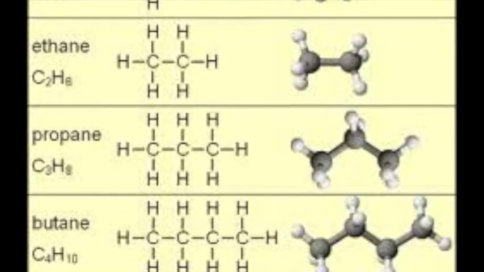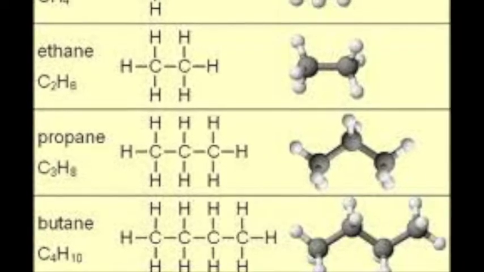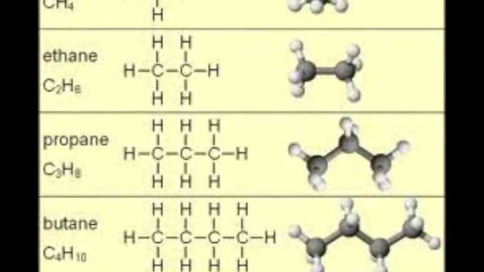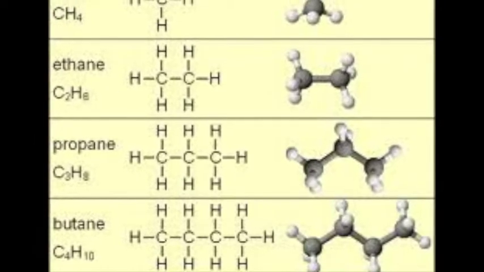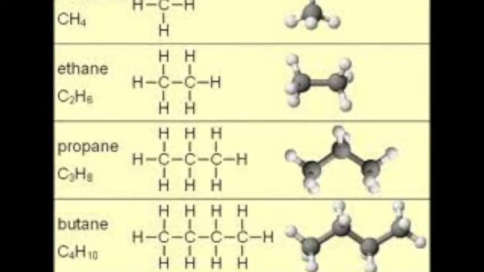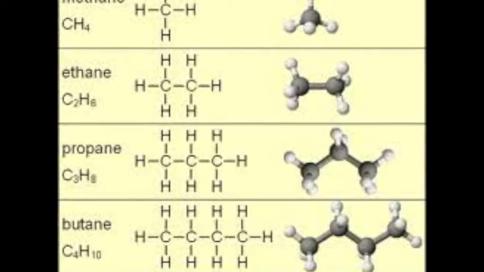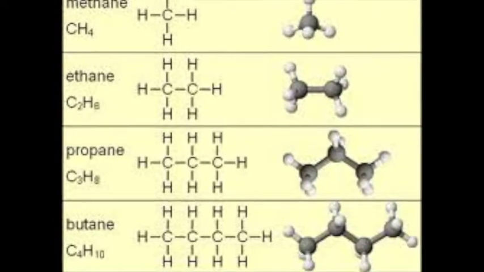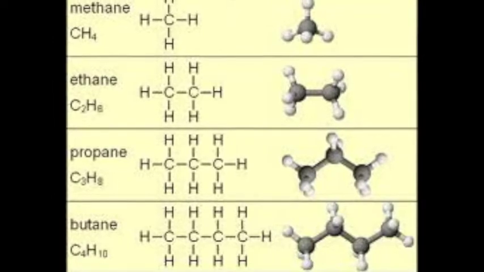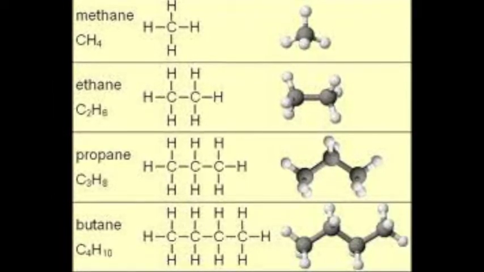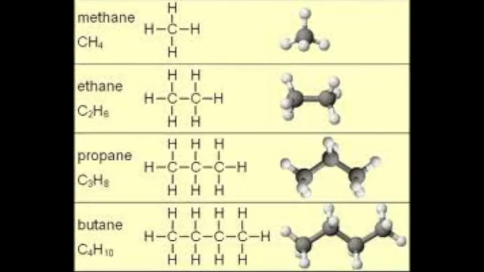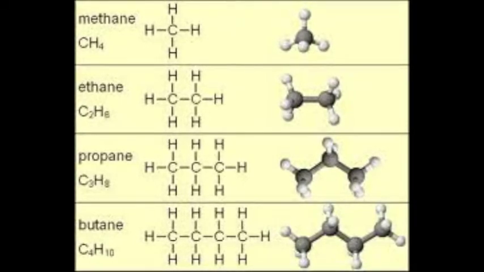Then, when you have determined the longest chain, you assign the prefix depending on the number of carbons in the longest chain. Meth for 1 carbon, eth for 2, prop for 3, but for 4, and pent for 5. And finally, you put the suffix depending on the bonds that you have. Alkanes have only single bonds, alkenes have double bonds, and alkynes have triple bonds.